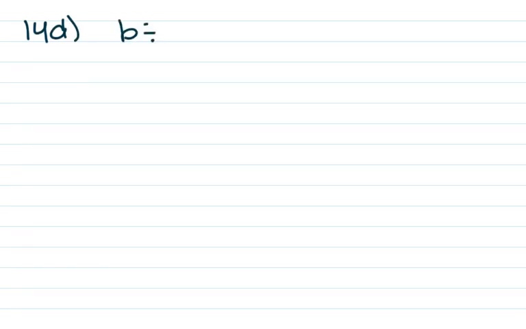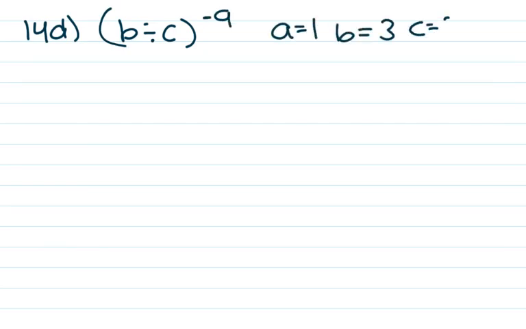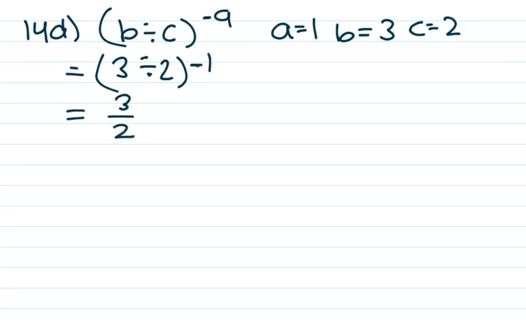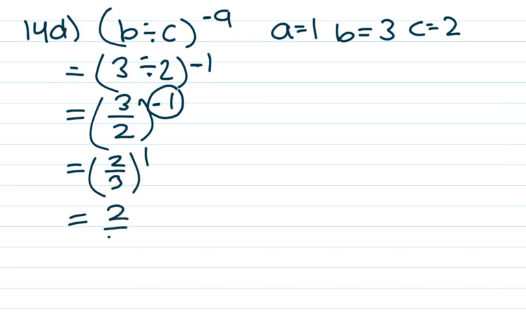b divided by c all to the power of negative a, where a is 1, b is 3, and c is 2. So that leaves me with 3 over 2 to the power of negative 1, and remember a negative exponent, I use the reciprocal. So that would be 2/3 to the power of positive 1, which is just 2/3.